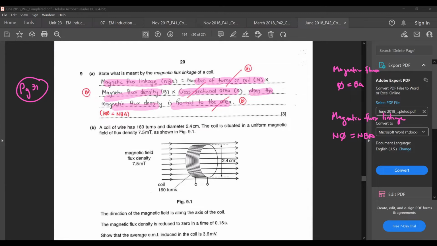The words here, where you say is normal to the area, that one is required. Right. So I'll let you copy a while, then let me know when I can move on.